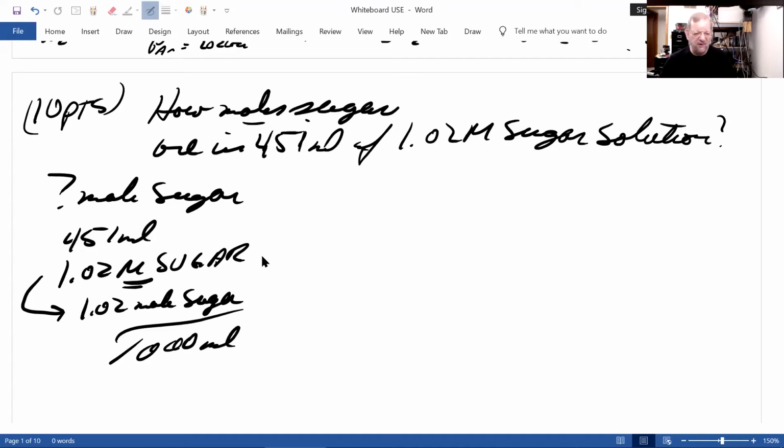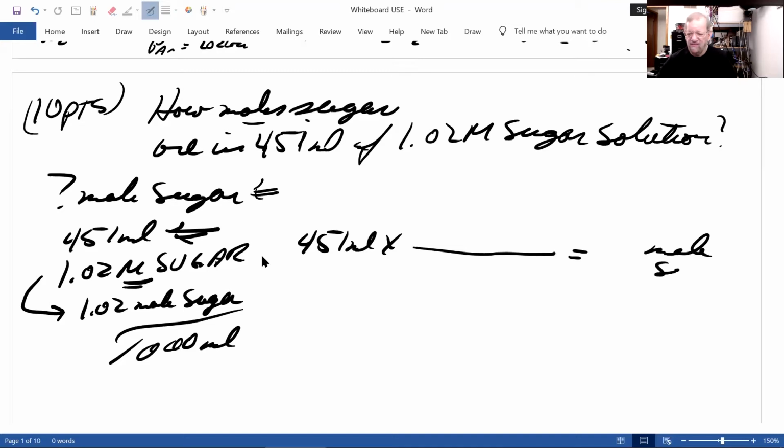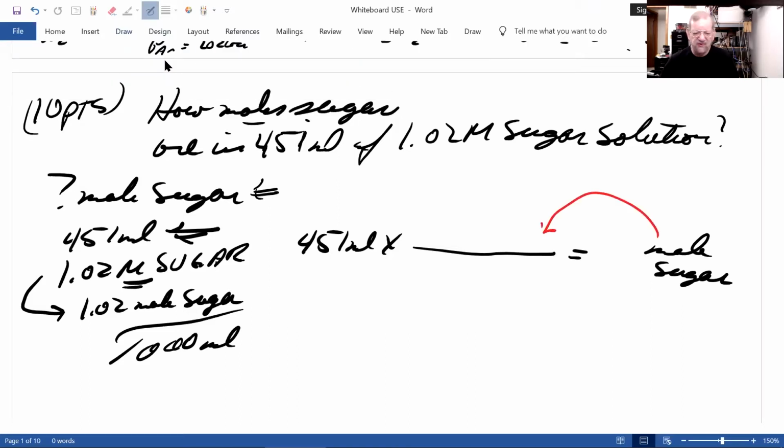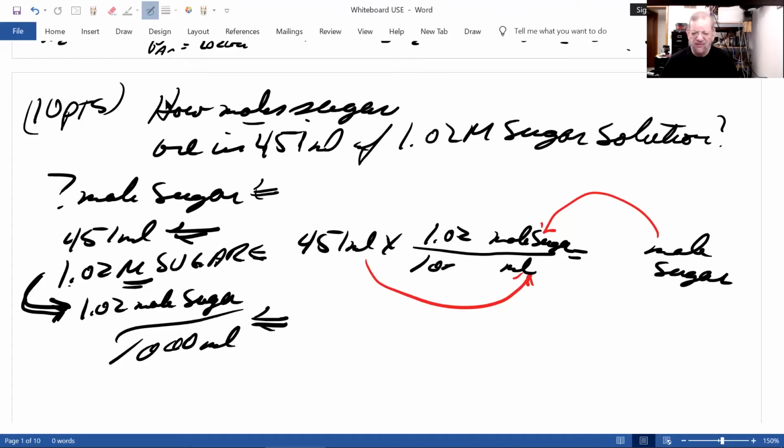And now the only number I really have to work with is this. I want to get to this, moles of sugar. And now I'll use my good friend, unit analysis. Whatever I'm trying to get to goes on top of the ratio. Whatever I'm trying to get rid of goes underneath. And therefore milliliters go here, moles sugar goes here. Where do I get these numbers? From right here, because I knew this really meant this. So I have 1.02 moles of sugar per 1,000 milliliters.